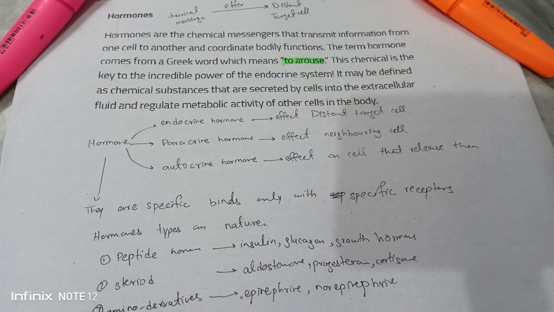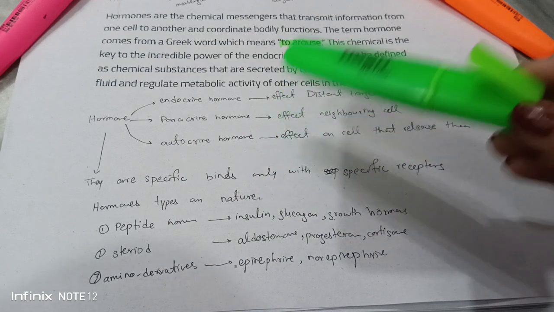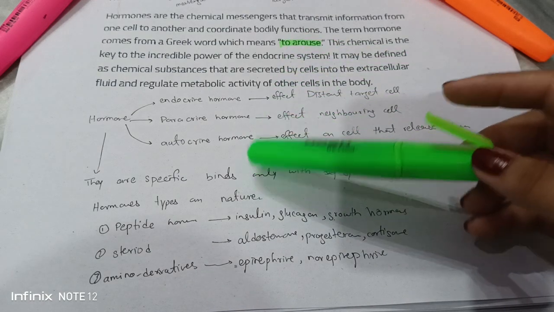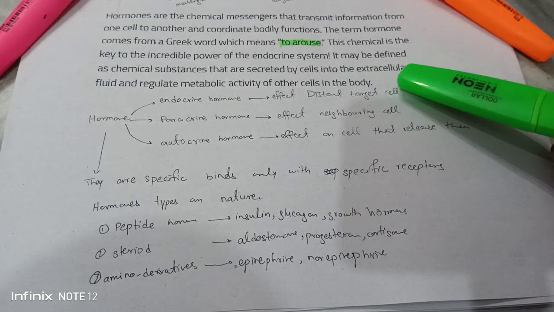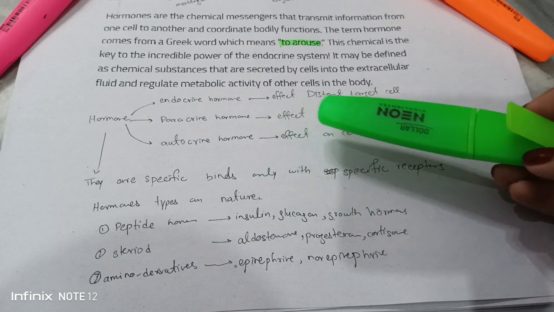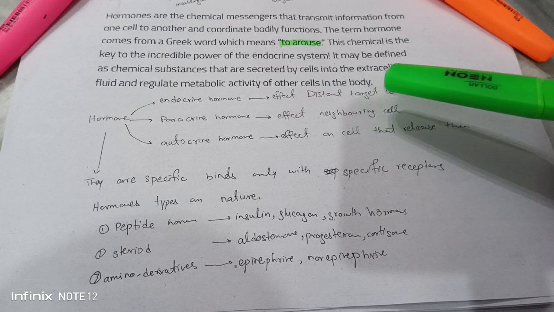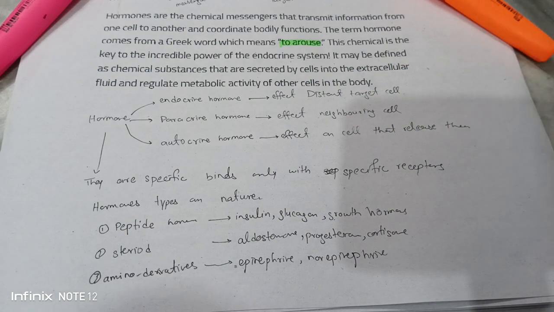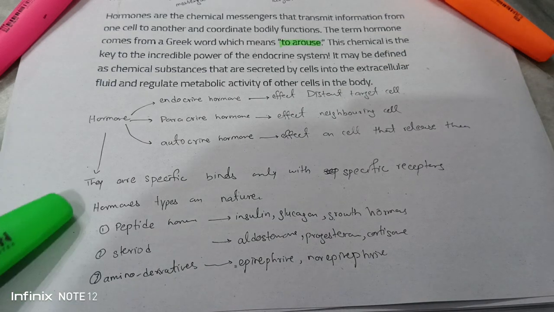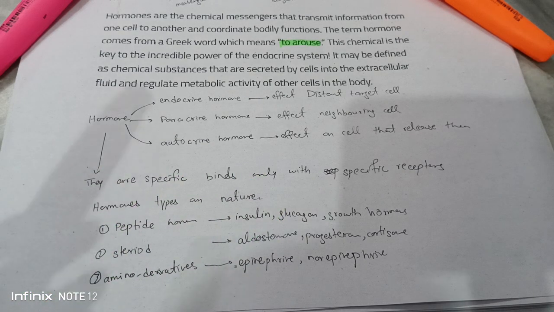So now we discuss some types of hormones. First, we divide the hormones into three categories: endocrine gland hormone, paracrine hormone, and autocrine hormone. Endocrine hormones, you know, affect distant target cells. Paracrine hormones affect their neighboring cells which are closer to them, and autocrine hormones affect the cell that releases them. Another thing is that they are very specific in nature because they bind only to their specific receptor.